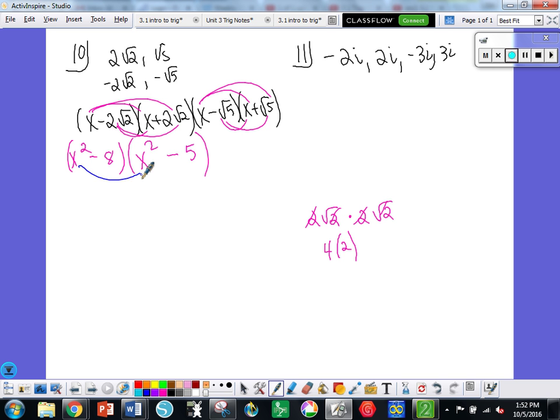x squared times x squared is x to the 4th minus 5x squared. Everything okay? Plus what? 40. Don't look down, you'll miss something, right? x to the 4th minus what? 13x squared plus 40.